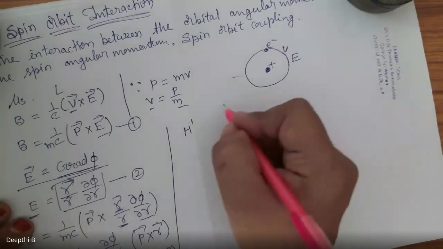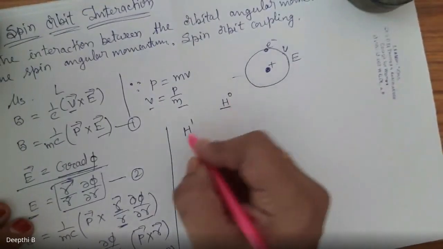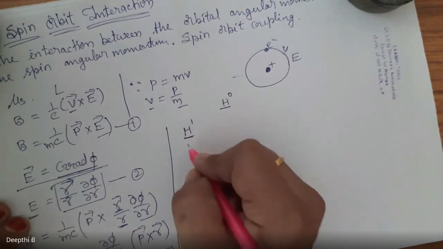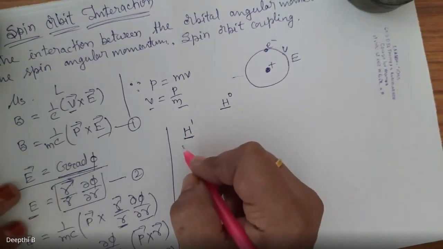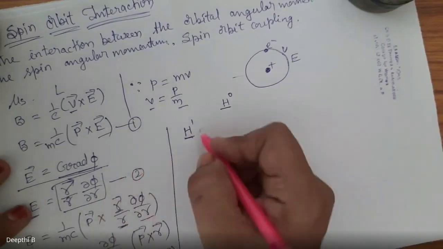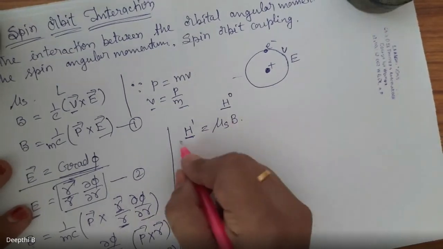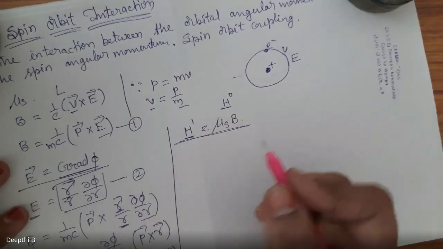Okay. H naught is what? H naught is the Hamiltonian for the unperturbed term. H prime is the Hamiltonian for the perturbed term. So for the perturbed term, we are taking H prime equal to mu s into B. This is the formula of energy.